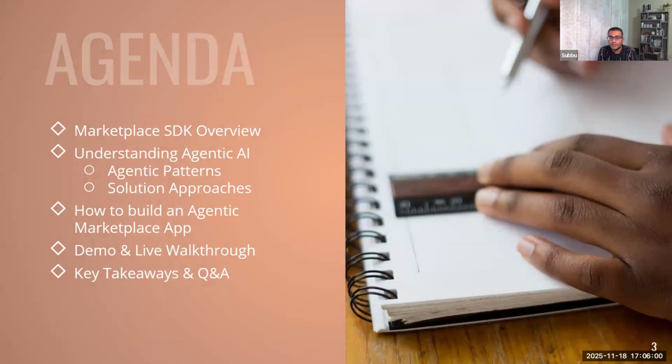Today we'll be starting with what the Marketplace SDK is and what we could do with the new version. This is a little different from the previous marketplace that we used to have with Sitecore XP. And we'll dive into what Agentic AI is, the Agentic AI patterns that you could follow, the solution approaches, and how you could combine both the Marketplace SDK and Agentic AI to build an Agentic AI Marketplace app. Then we'll look at a demo and a live walkthrough of the code that I've created, and we can look at the Q&A after that.